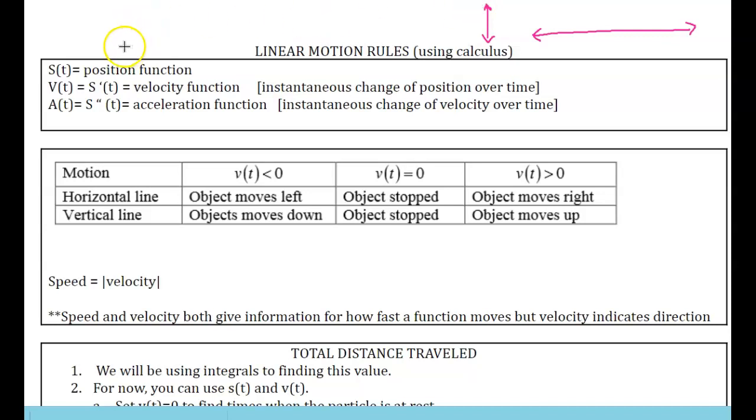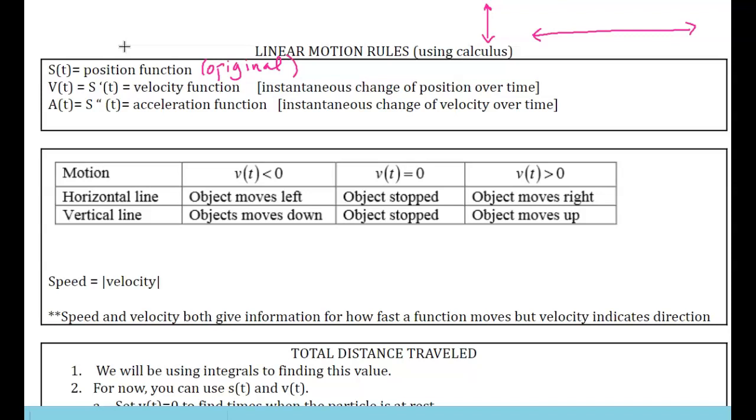So right now what you notice is that the position function is going to be the original. If you want to know where something is located or how far it moved, you would use the original function, okay? Usually we let that be s of t, but it can really be any letter that's denoted. We use t for time, so we don't typically use x as the variable because these are application problems.